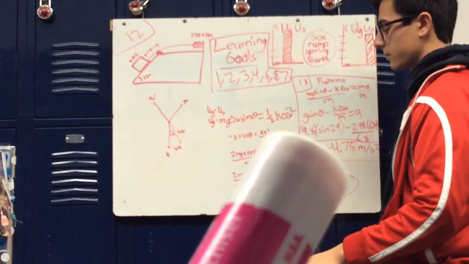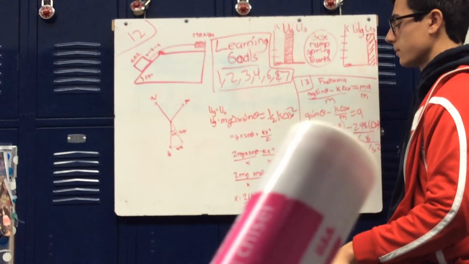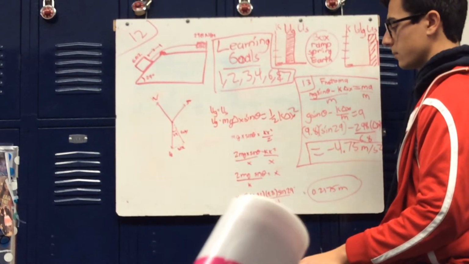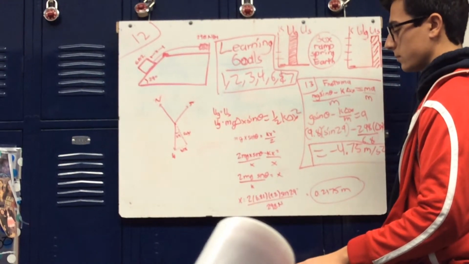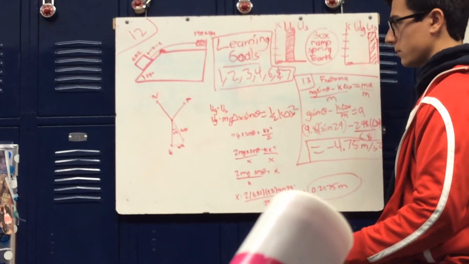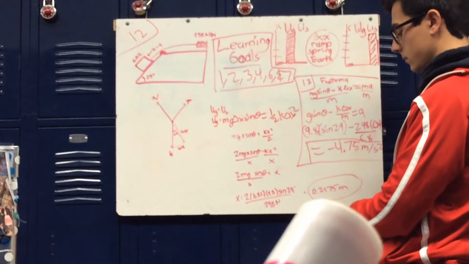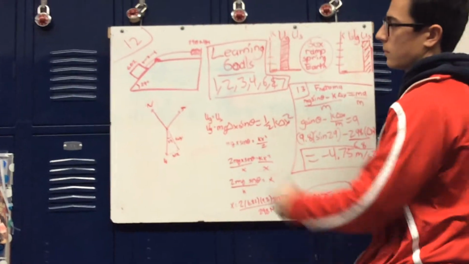So at the bottom, k is the spring constant, and basically we took this equation at the top, divided by x to get rid of the x squared, and then divided by k, so 2mg sine theta over k. You can plug those numbers in; they're given to you. With our numbers we got 0.2175 meters. That's our change in x. That's how far it moves down the incline.